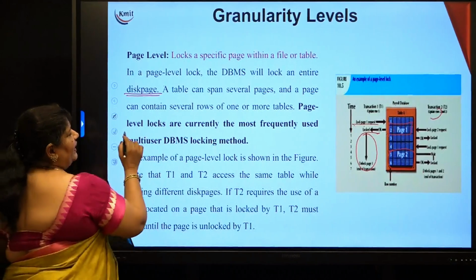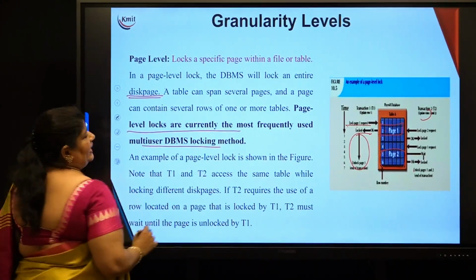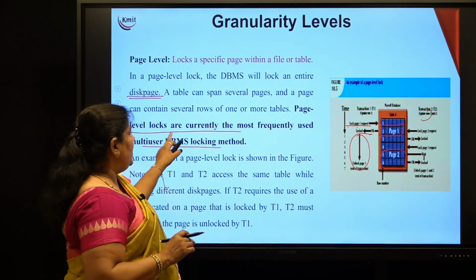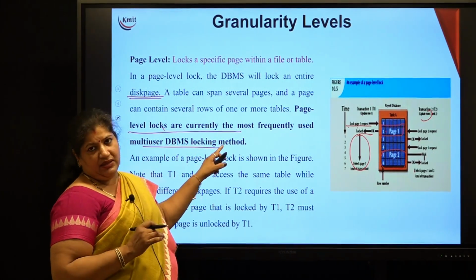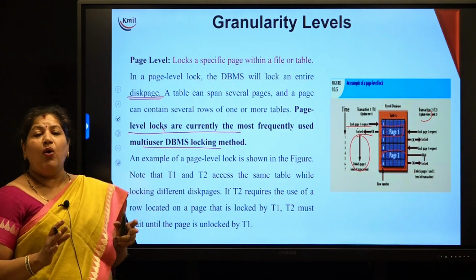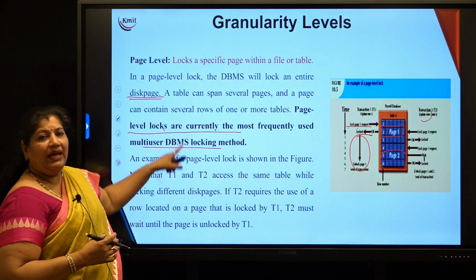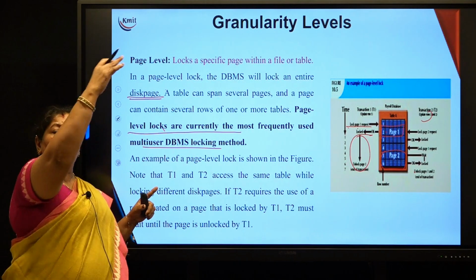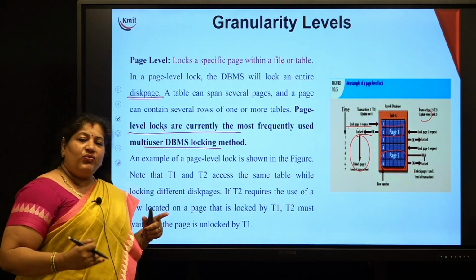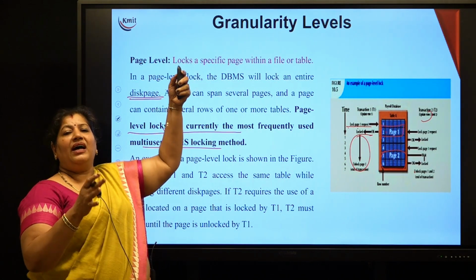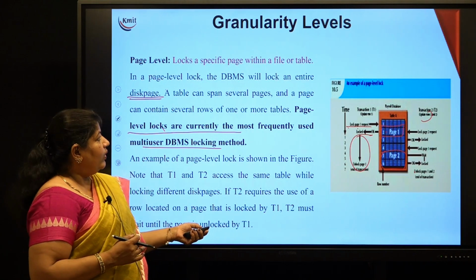Now, remember, this is the currently frequently used locking granularity for our DBMS locking methods. So, page level is more worth it when you are talking about locking, because it is not too high, not too low. In case of too low, there will be too much overhead. In case of too high, concurrency is very, very low.